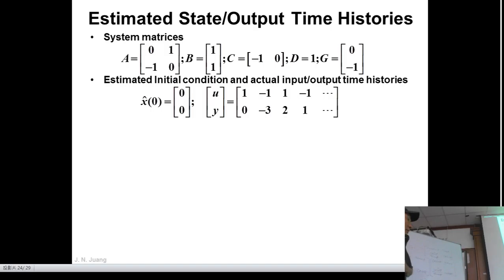My initial estimate state is 0, 0. That's an assumption. You can assume any value if you want. It doesn't have to be 0, 0. You can have it be 10, 5. Any value you can assume.